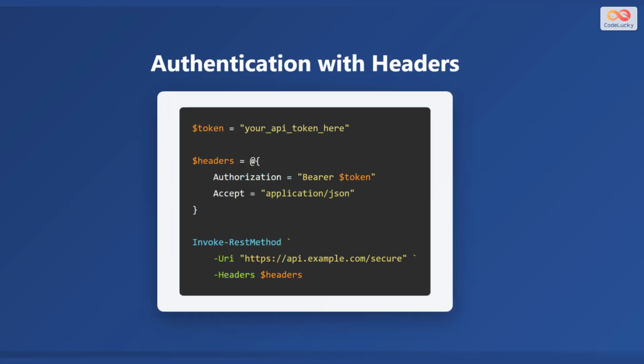Many APIs require authentication. The most common method is using bearer tokens in the authorization header. Store your API token in a variable, then create a hash table for headers. The Authorization key should contain the word Bearer followed by a space and your token variable. The Accept key tells the server you want JSON responses. Pass this headers hash table using the -Headers parameter.